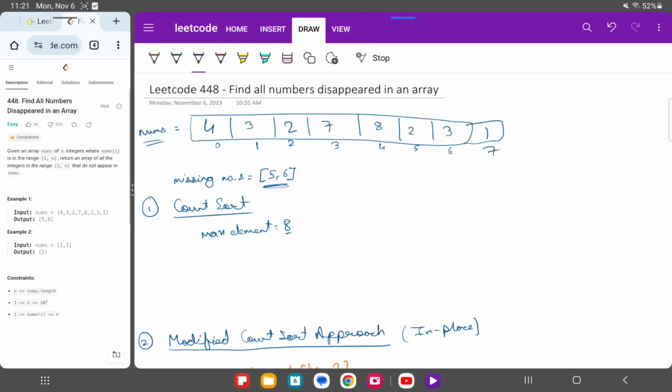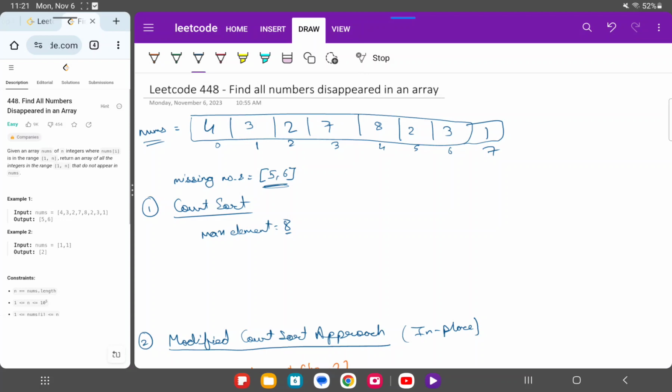Hi guys, so today we're going to be discussing Leetcode question 448. Find all numbers disappeared in an array. So the question is, given an array nums of n integers where nums[i] is in the range 1 to n, return an array of all the integers in the range 1 to n that do not appear in nums.